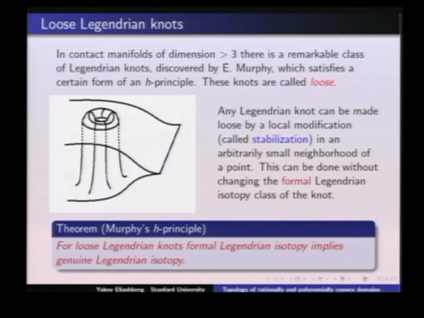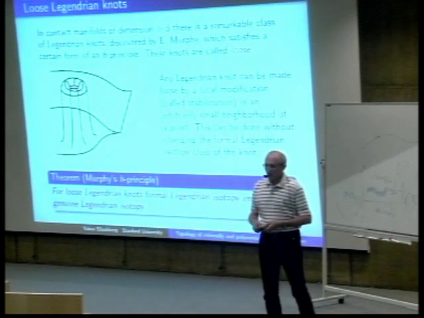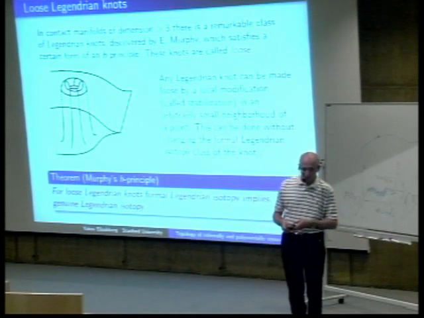How do you find loose? You can have this model of stabilization. So you say it is loose if you can find a Darboux chart which is equivalent to this one. Yeah, we can call them stable, but stable is kind of an overused word.